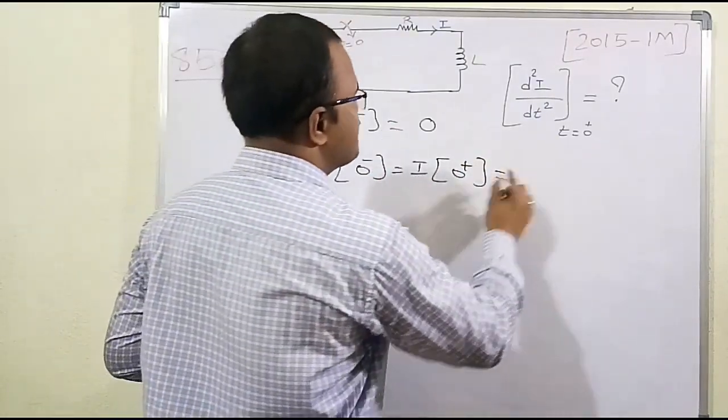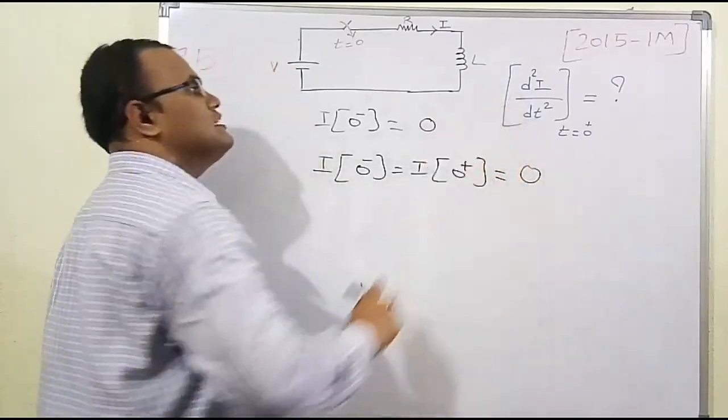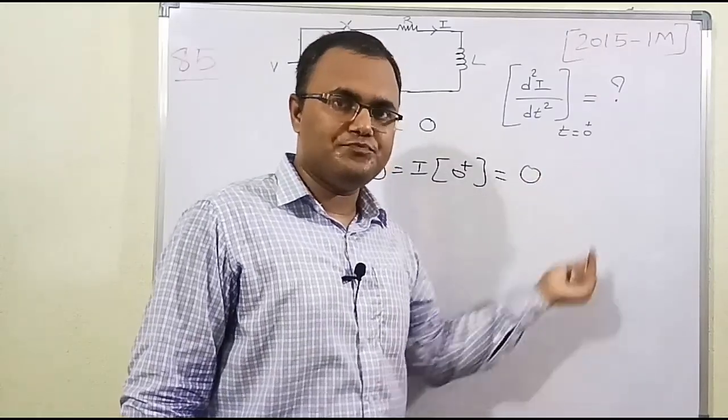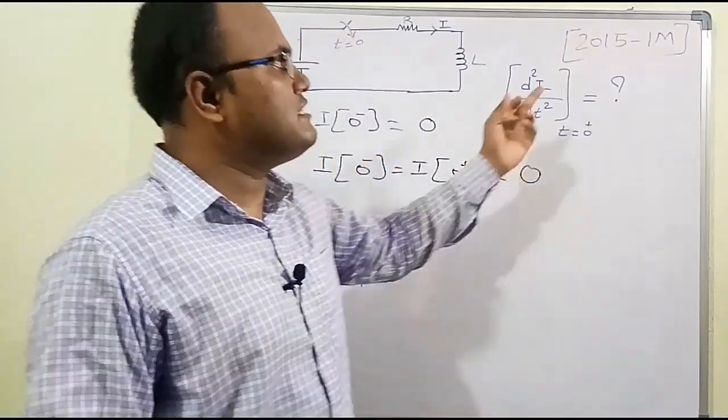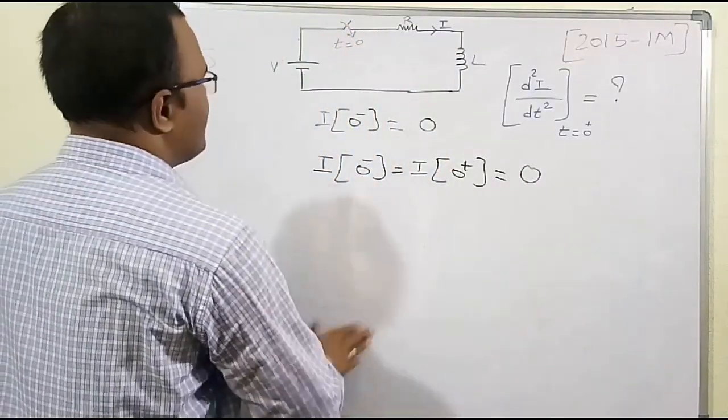Therefore I of 0 plus is also equal to 0. So the main aim of this question is to figure out d square I by dt square at t equal to 0 plus. We need to find this in this numerical. This numerical is given in GATE 2015 for 1 mark. So now let's write the KVL.